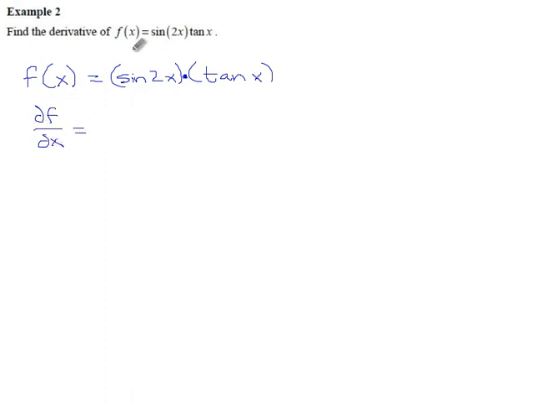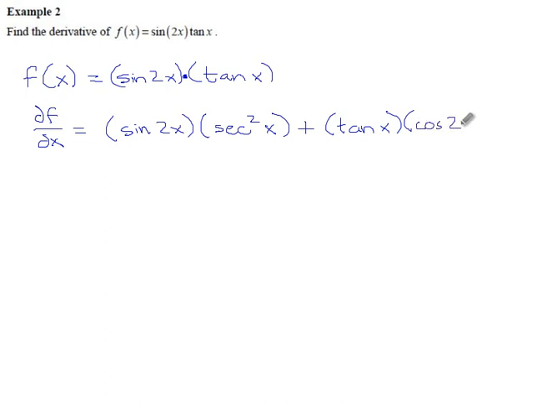So, the product rule says you do these things as first, sine 2x times derivative of the second, and the derivative of tangent is secant squared. So that's first d second plus second d first, tan x. And the derivative of sine is cosine, so we get cosine 2x. And then the chain rule says do the derivative of the 2x, that gives us a 2.